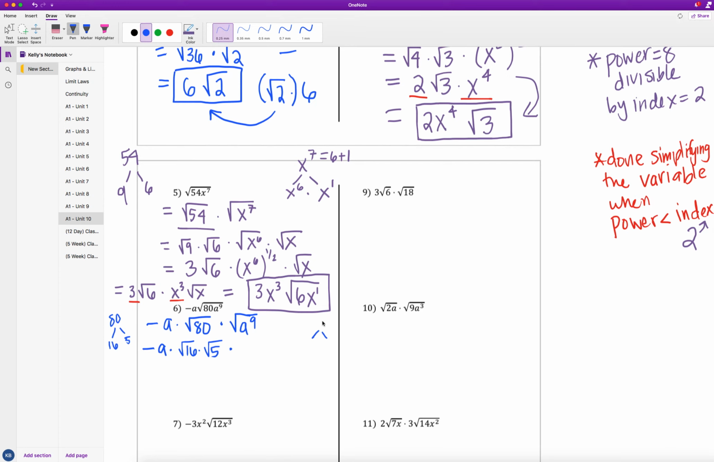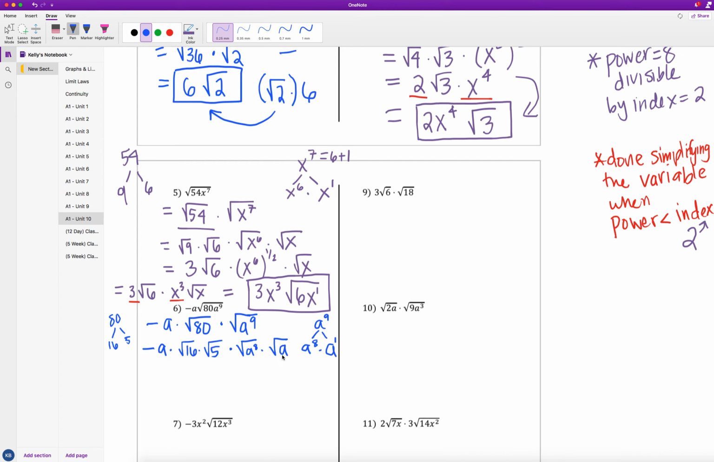I need to break apart this a to the 9th so that I have a piece that is divisible by my index, and I want it to be the largest value. So how could I break apart a to the 9th to have something that is the largest thing that would be divisible by 2, and then the stuff left over? To do that, it would be an a to the 8th, since the next integer value under 9 would be 8, and 8 is divisible by 2, and then this a to the 1st that is left over. And again, the reason I can do that is because when I'm multiplying these bases, I'm adding the exponents, and 8 plus 1 would give me 9. Breaking apart the a to the 9th, I end up with the square root of a to the 8th times the square root of the single a left over.